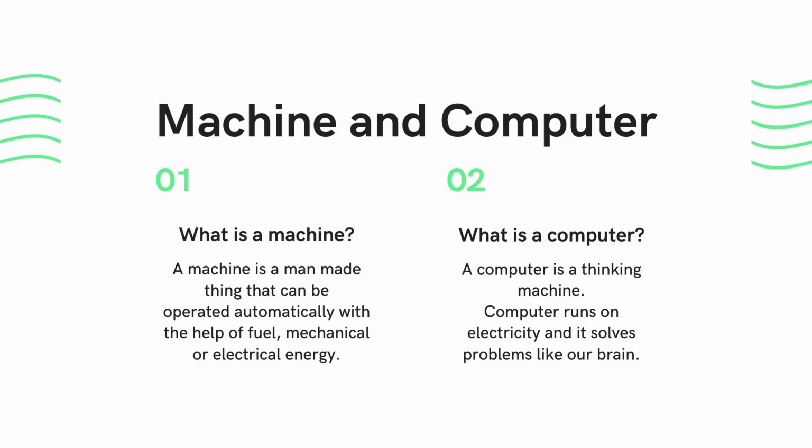Machine and computer. What is a machine? A machine is a man-made thing that can be operated automatically with the help of fuel, mechanical or electrical energy. And what is a computer? A computer is a thinking machine. Computer runs on electricity and it solves problems like our brain.